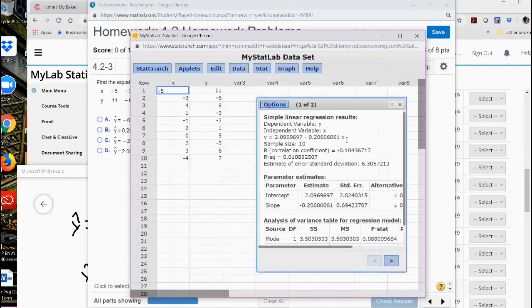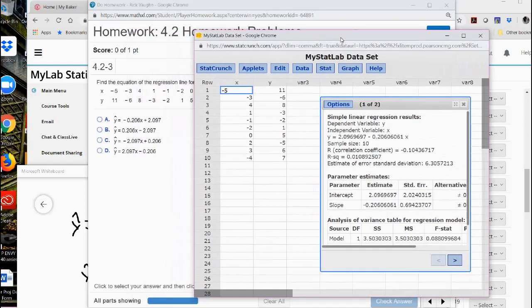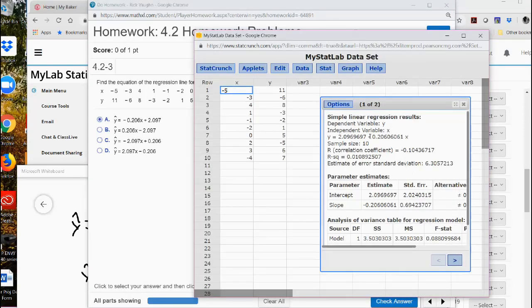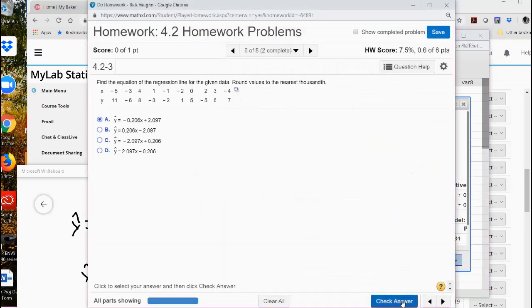So I get this number right here, negative 0.206, is the coefficient of the x, and so that rules out C and D here, and B is a positive, so it's got to be A by just looking at the coefficient of the x, which again in StatCrunch comes out second instead of first, so be careful of that, but it's the number that's in front of the x.